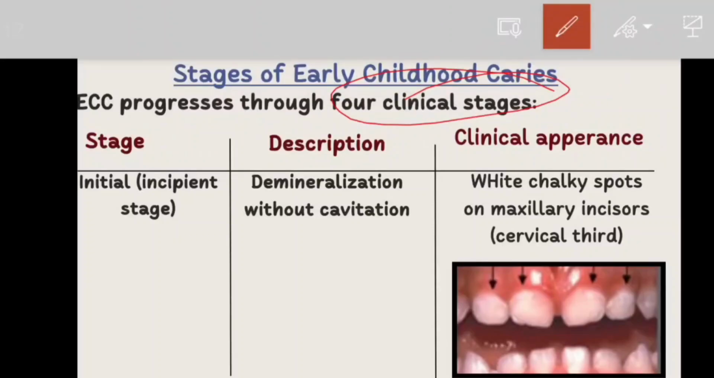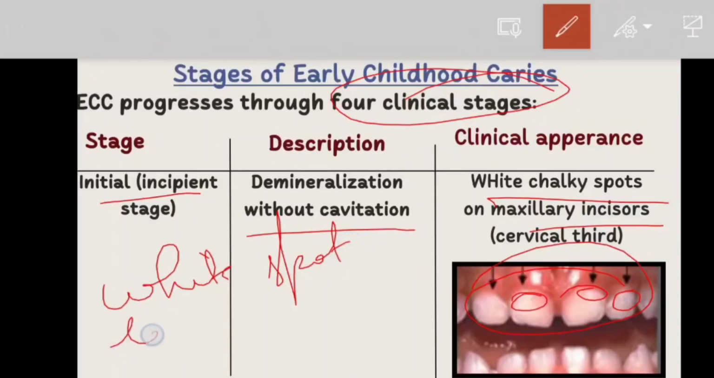The first stage is the initial stage, also known as the incipient stage. Here demineralization occurs without cavitation. Clinically, you see a white chalky spot on the maxillary incisor, mainly on the cervical third of the maxillary incisor. This is an upper front tooth, and near the gum line you see some dry white patches. These white chalky lesions indicate loss of minerals from the enamel, and at this stage the process is reversible.